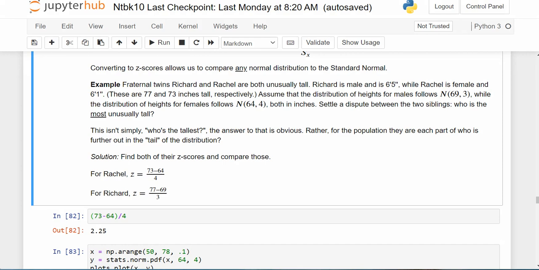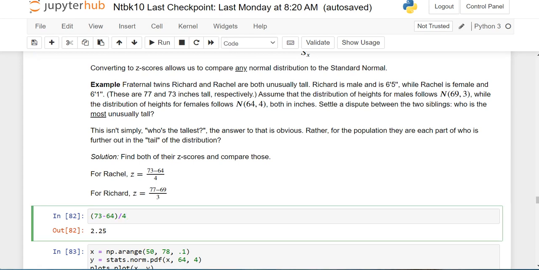So what are they doing? This is Rachel's height of 6'1", which is 73 inches, minus the population average. How do we know that? We've gotten that given to us. Remember, the capital N means normal or bell-shaped, and 64 inches is the average, and 4 inches is the standard deviation. Okay, so it's 73 minus 64 divided by 4, which is calculated for us right here. So Rachel's z-score is 2.25.